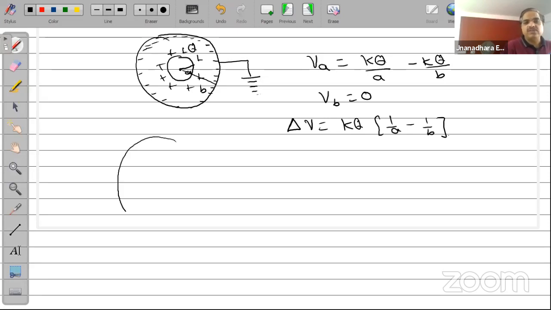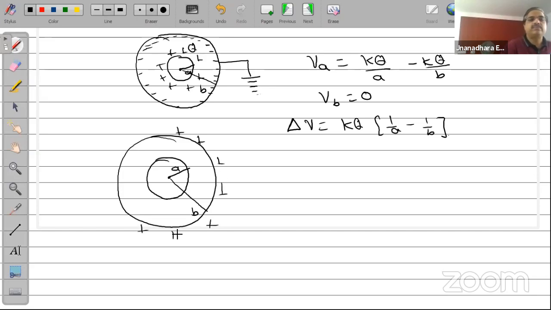Now I can also consider another case where you will have charge on the outside conductor and the inner one is connected to the ground. The moment the inner one is connected to the ground, VA here will be 0. So VA will be 0.